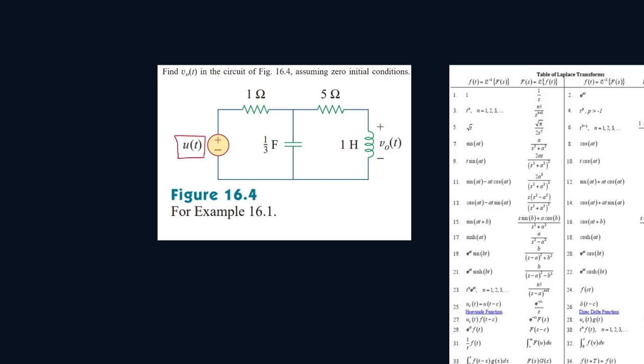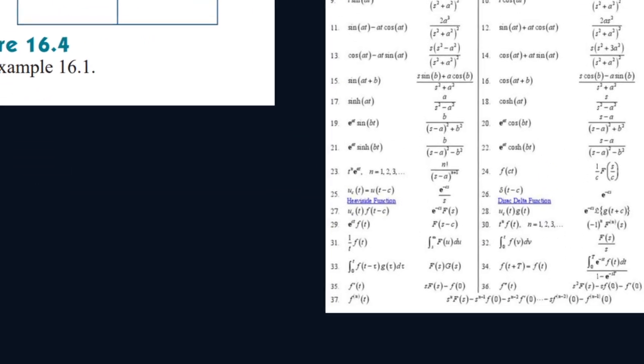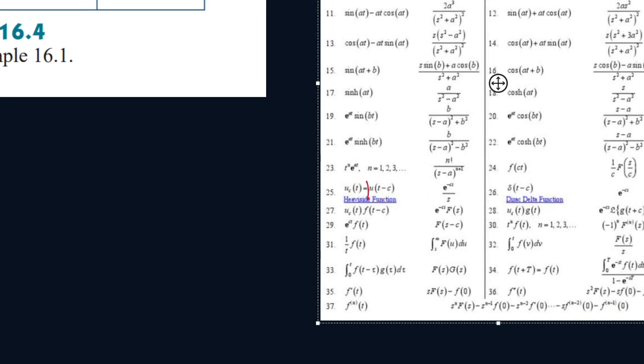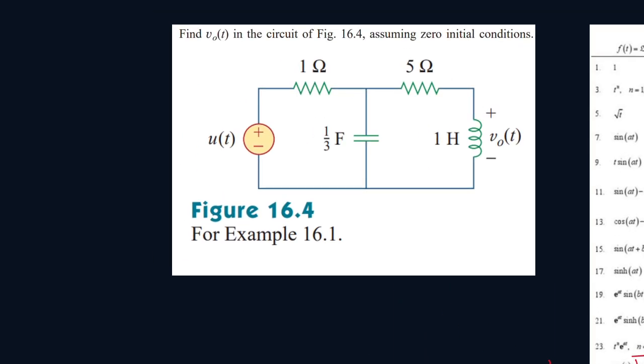For this unit step function, we can check this Laplace transformation sheet. And we see we have a match over here. Our c is 0, so that means the Laplace transformation for u of t will be 1 over s. So we'll just replace this with 1 over s.